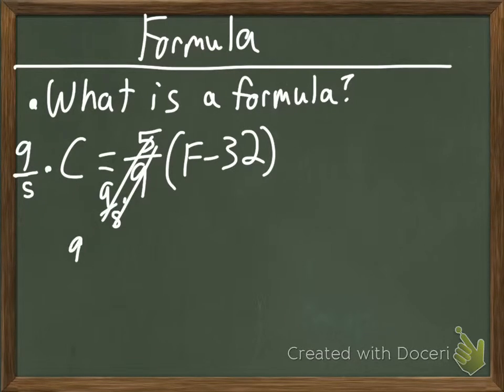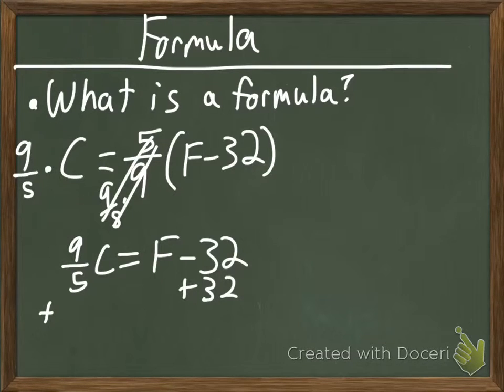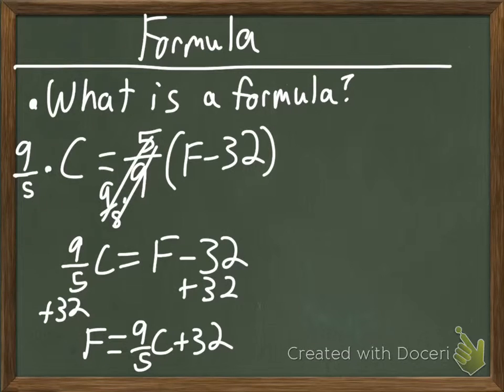So what we have now is 9/5 C for Celsius equals F for Fahrenheit minus 32. Then all we need to do is add 32. And we see that Fahrenheit equals 9/5 C plus 32. Now I'm not going to be asking you to manipulate a formula as complicated as this. I'll be asking you to do some more simpler ones. But the general idea is there. You are moving everything else away from what you want. We wanted to solve for F, so we got F by itself.